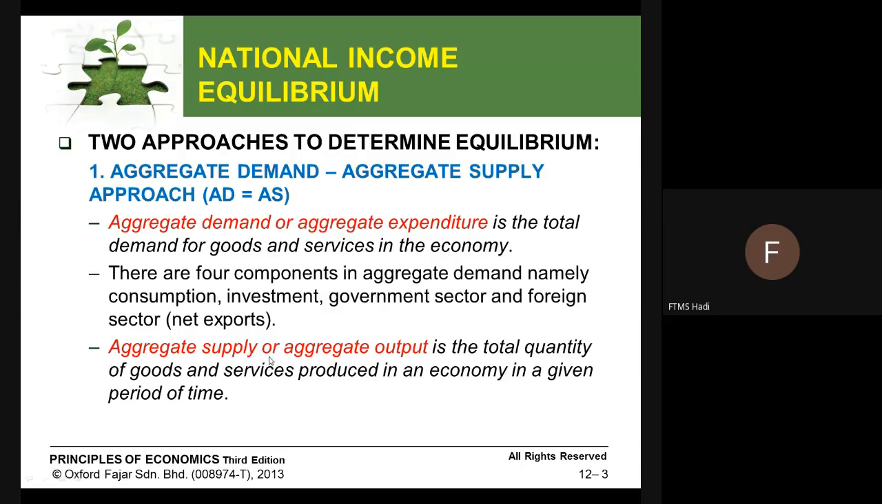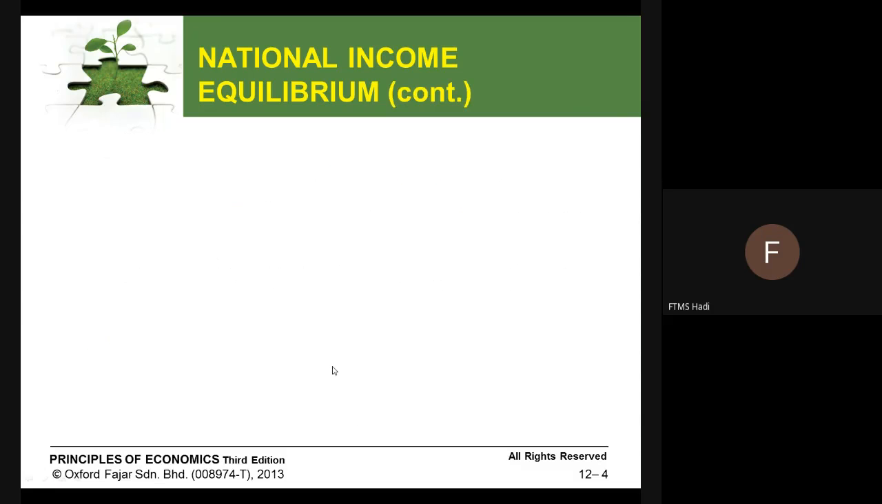Aggregate supply or aggregate output is the total quantity of goods and services produced in an economy in a given period of time. So this one is more on production, overall production in the country. Okay, equilibrium occurs here when AD is equal to AS.